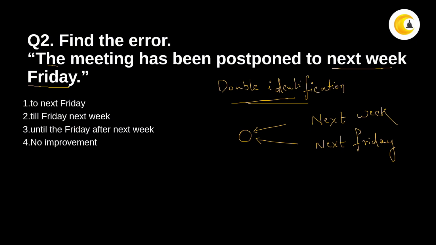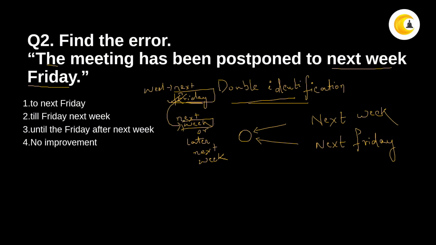If I am talking about today and today is a Wednesday, the moment I say next Friday, it means the Friday that will come day after tomorrow. And if I want to talk about the Friday that is coming next week, then I will say we'll have the meeting next week. I won't say next week Friday. Or I can say we can have the meeting later next week. But I won't refer to Friday along with week. Why? Because I'm referring to a day and I cannot combine it with a week. So this becomes a double identification.